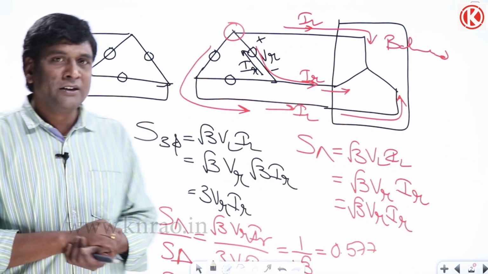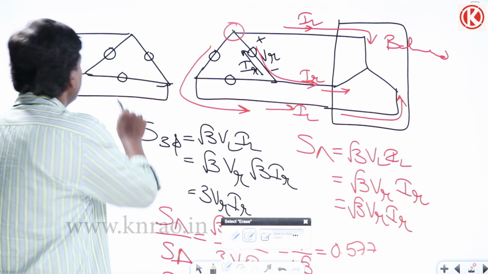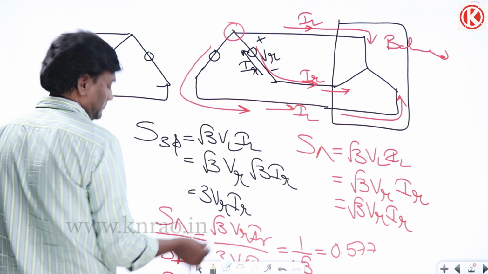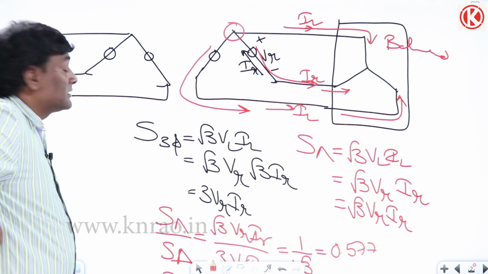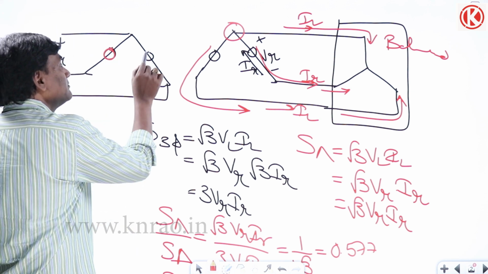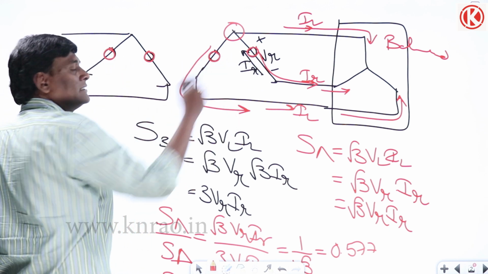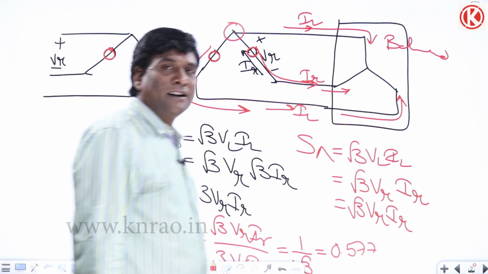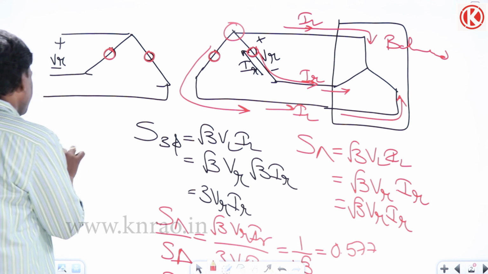But if you think of open delta connection, how much is the installed capacity? It is 10 kVA, 10 kVA. This 10 kVA, this 10 kVA. So how much is the installed capacity? 20 kVA. Installed capacity is 20 kVA.